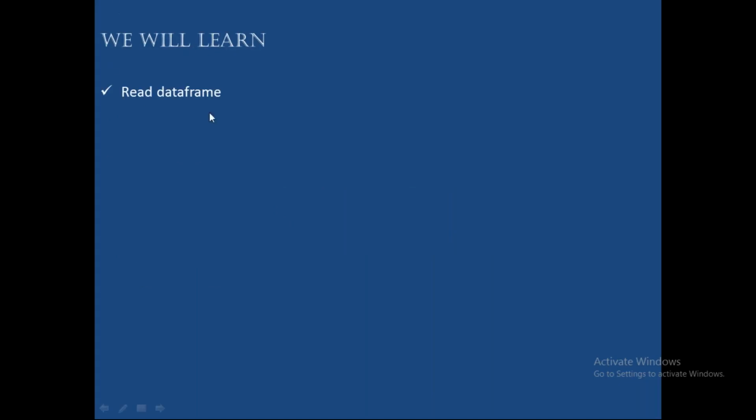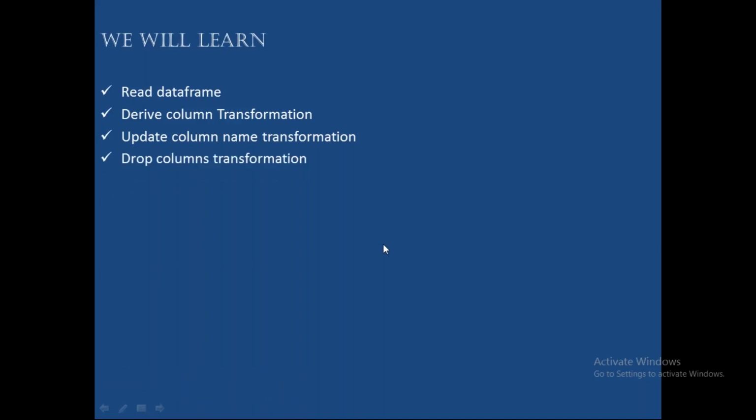In today's session we will talk about how to read a data frame. Then we will see the derive column transformation. You remember in data flows we have something called derive column transformation, meaning we are adding a column. In the same way, how to do this same transformation in Spark? Update column name transformation: suppose I want to rename the column name, how can you rename this particular column? Next, drop column transformation: suppose I want to drop some of the columns, how can you drop?